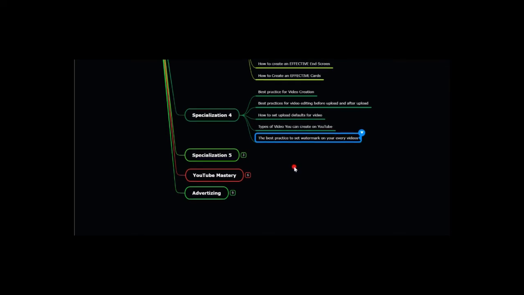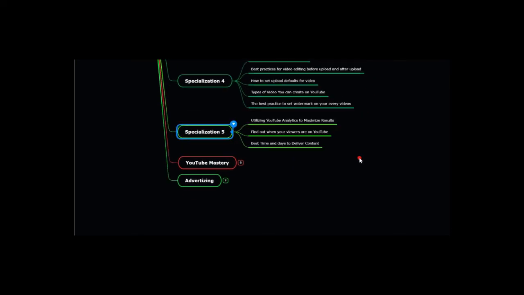In specialization 5, we'll talk about utilizing YouTube Analytics to maximize results. Analytics is the tool with which you can see each and every step of users on your YouTube channel, whether the user is watching a video, live and past. YouTube has a record of the past and present. You can check how many people are watching your videos right now, how much time the users are watching your videos, and whether after watching a video the user has subscribed to your channel or not. You can see everything. Find out when your viewers are on YouTube. We'll talk about the best time and days to deliver content.